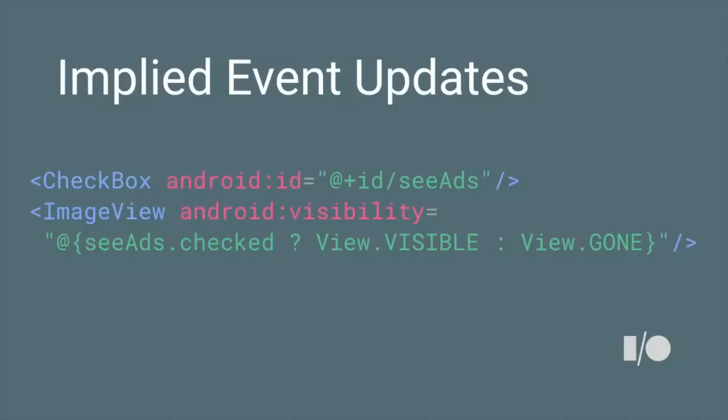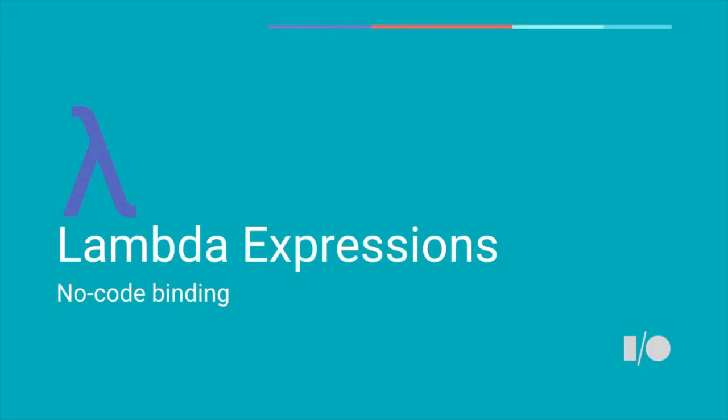We also have implied event updates. So you can bind, for example, to a checked field in another view, because checked is a two-way data bind field. So we can just say, oh, look, that field over there was, the user clicked on it, and we get an update right away. We know what happened. Let's talk a little about Lambda expressions.